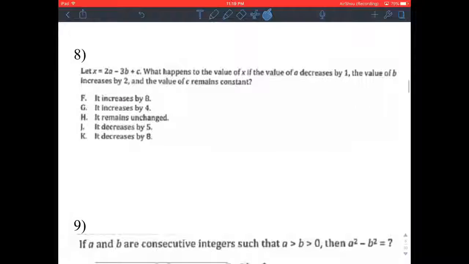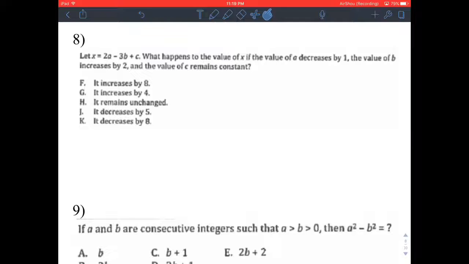Number 8. Let x equal 2a minus 3b plus c. What happens to the value of x if the value of a is decreased by 1 and the value of b is increased by 2 and the value of c remains constant? What happens to the value of x? This is a great problem where you want to pick your own numbers and plug them into the problem. So we have two situations.